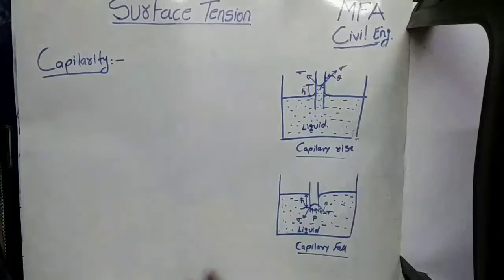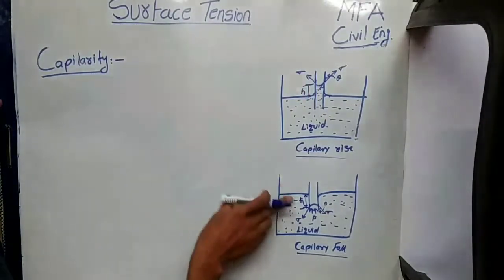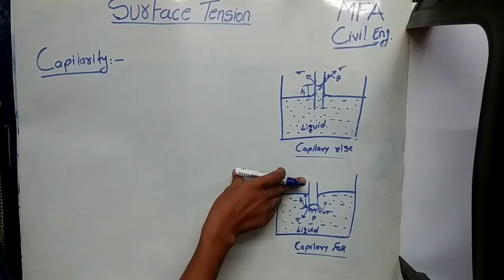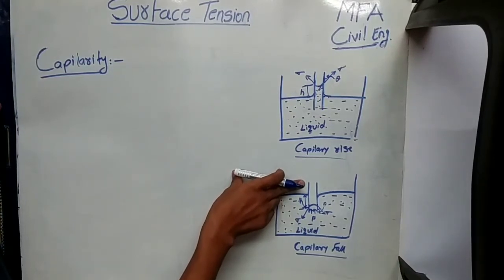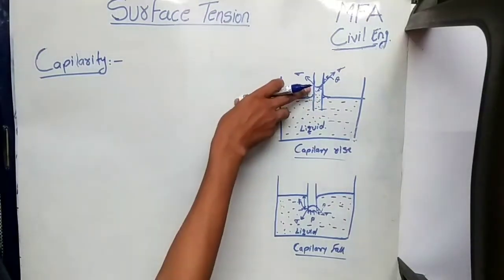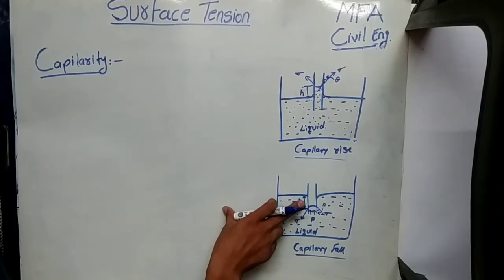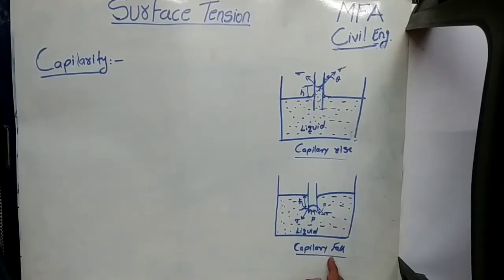Now capillarity can be defined as the phenomenon of rise of a liquid and fall of a liquid inside a small tube when this small tube is held vertically in a liquid. The rise of the liquid in the small tube is called capillary rise, and similarly the fall of a liquid in a small tube is called capillary fall.